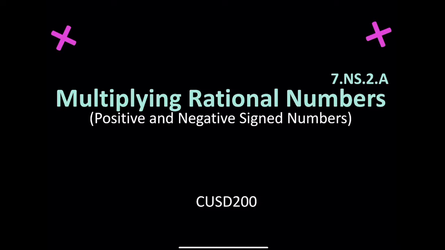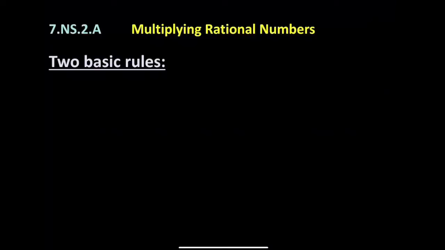Hey, welcome back everybody. This lesson is going to cover how to multiply rational numbers, which is basically just how to multiply positive and negative signed numbers. In a lot of instances, just positive and negative numbers in general. Now, when you multiply rational numbers, there's really just two basic rules. This also follows the same rule when you divide, but that's a separate lesson. But there's two basic rules here.